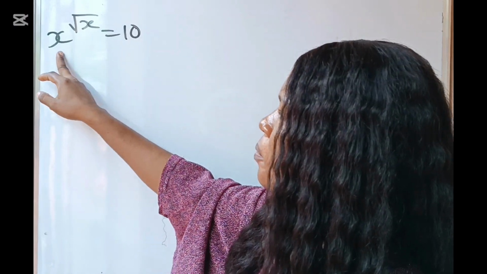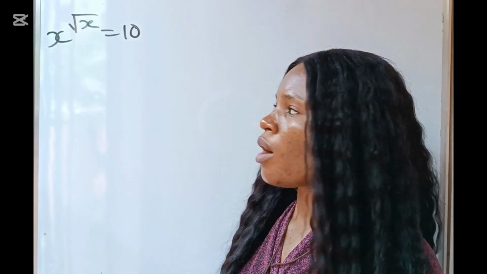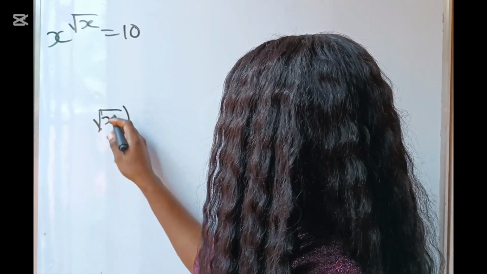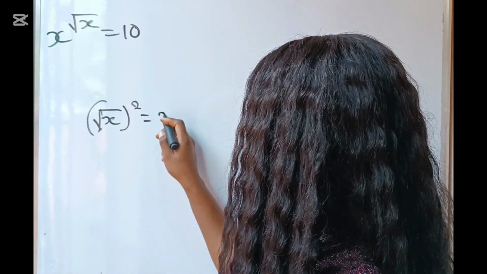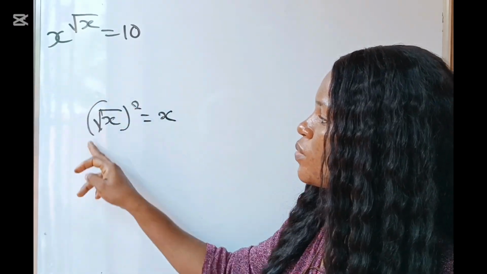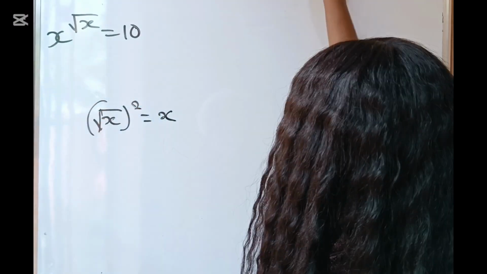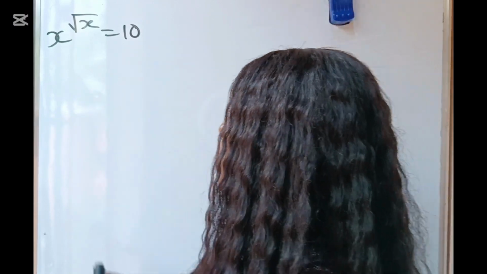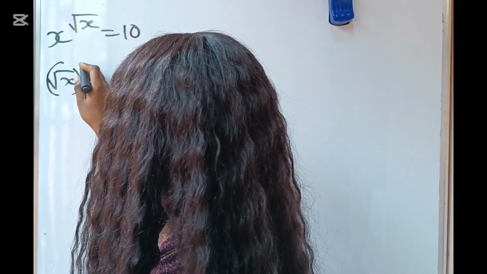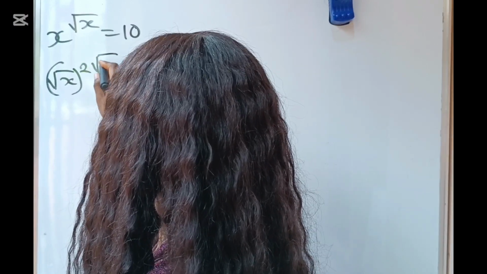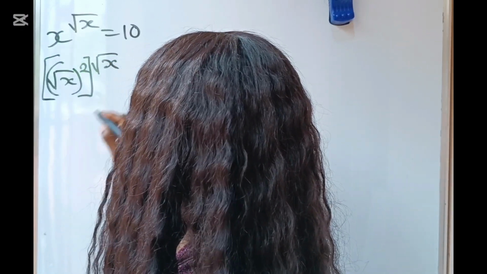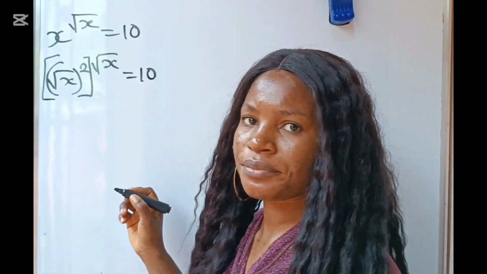Now, this is x to the power of root x. I want you to note that the square root of x raised to the power of 2 is also equal to x, right? Therefore, we can replace this with this. So that's exactly what we are going to do now. So we have square root of x raised to the power of 2, multiplied, raised to the power of root x again, is equal to 10.